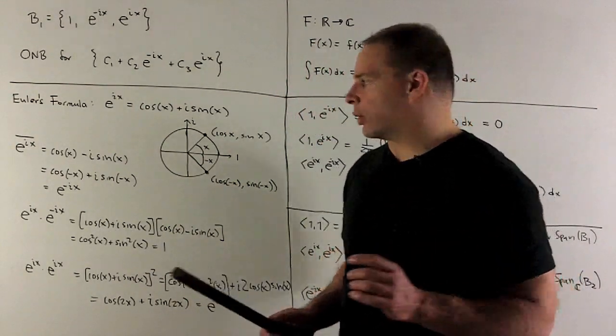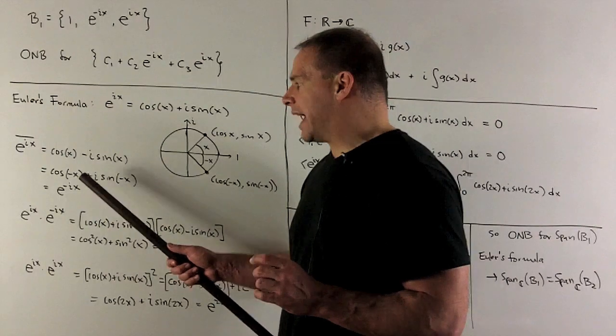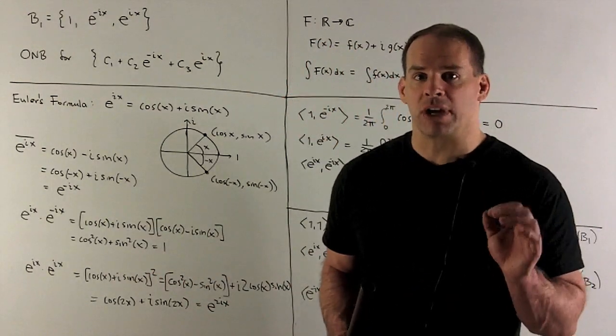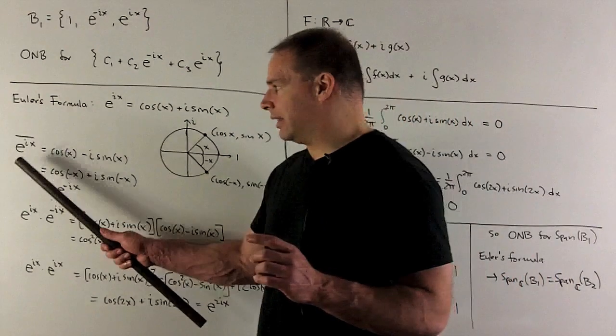So all we're doing here is taking Euler's formula. Wherever I have an x, we now have a minus x. So that's our rule for conjugation for e to the ix.